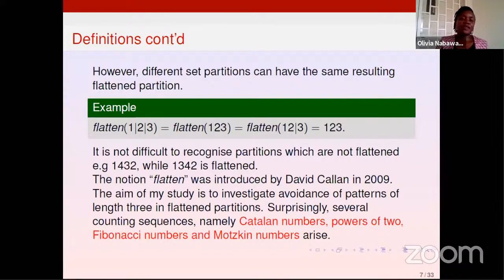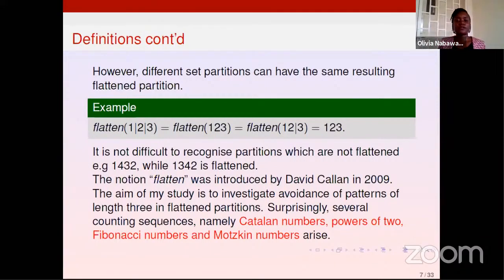And where does this flattening notation come from? The notion of flattened was introduced by David Callan in 2009. And flatten is a command from Mathematica where it acts by getting different lists of sets and then writes them as a single list. So in this case, 1, 2 is a different list, and then 3. But with the flattening command, we end up with just a single list. So that's where this notion was borrowed from and was introduced by Callan.